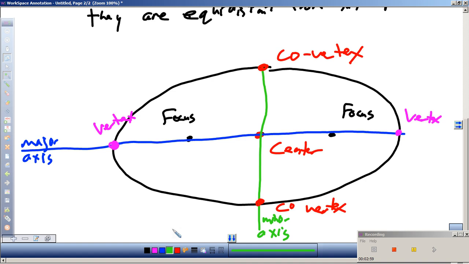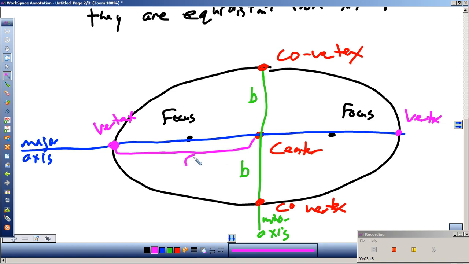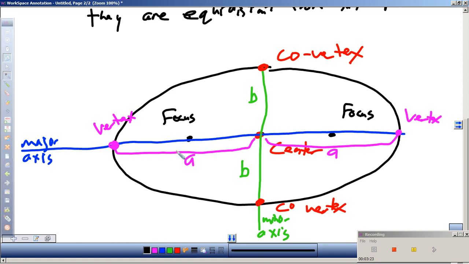Now some distance measurements. This right here is B, and this right here would be B as well. Yes, they're both B. This part here, A, and that would be A. And this measurement, C.